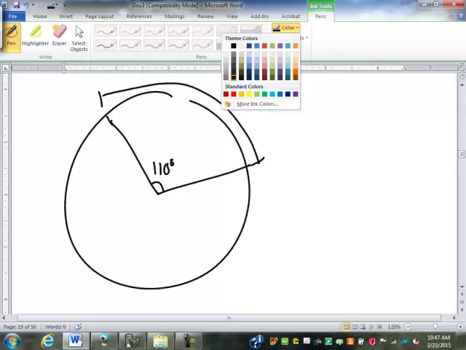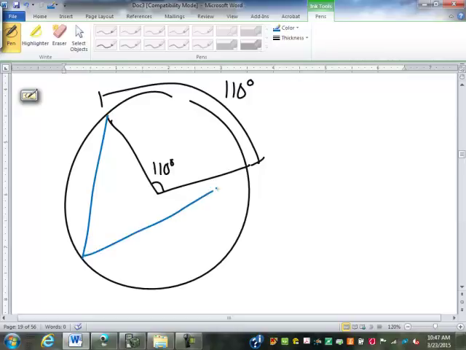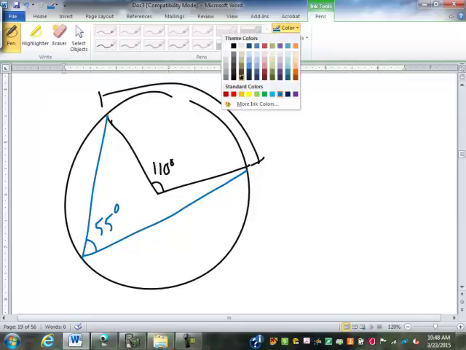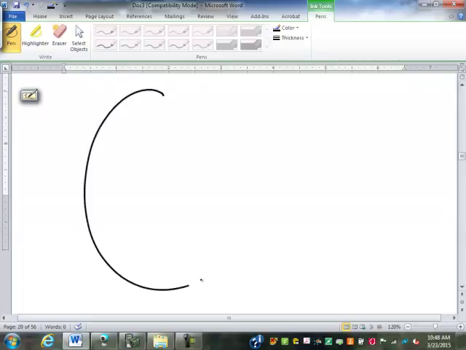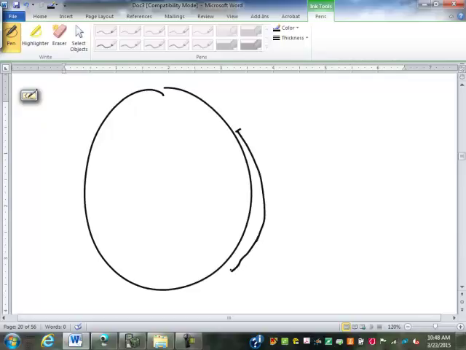So off of that 110 degree arc, if I have an angle like this, that's its vertex right there, what's this angle going to be? Recall? Nope. It's going to be half, 55. Very good. So let's say I have an arc here that is 80 degrees. What's that angle there going to be? 40.